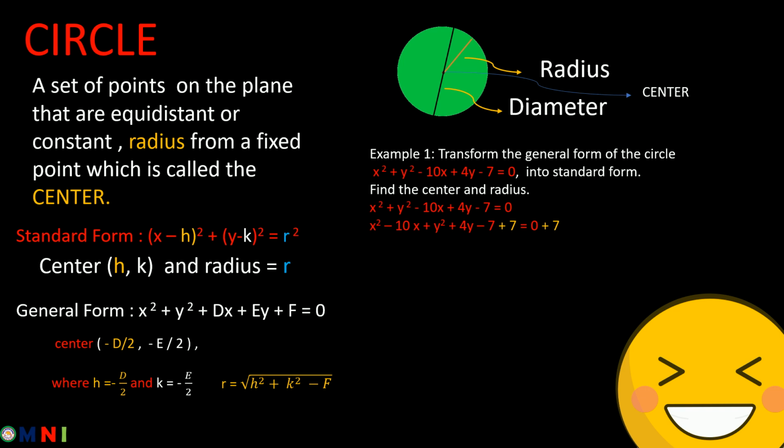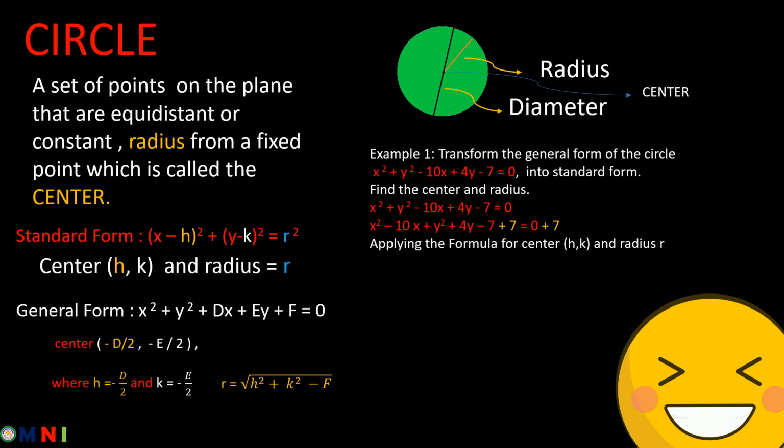The first step here is that we copy this general form, and then we arrange the terms such that the x terms are written first, plus the y terms, and plus a constant. Now if you notice, this is plus 7 here. It's because one way of transferring the 7 is to add the additive inverse of negative 7, which is plus 7, to both sides, or we can also use the transposition method. So the negative 7 here, transposed, becomes positive 7.